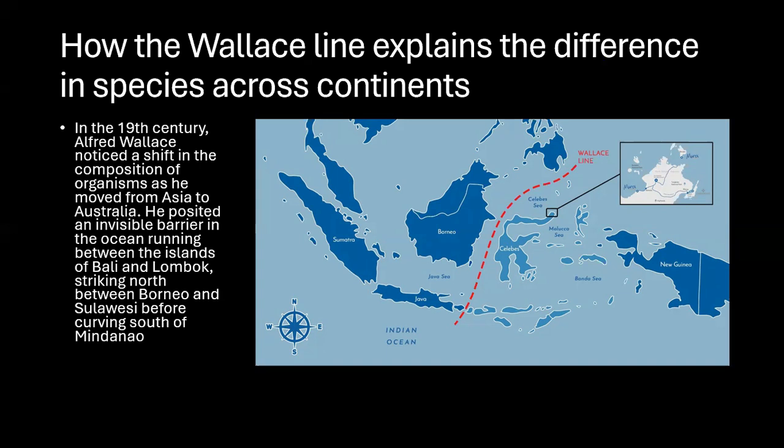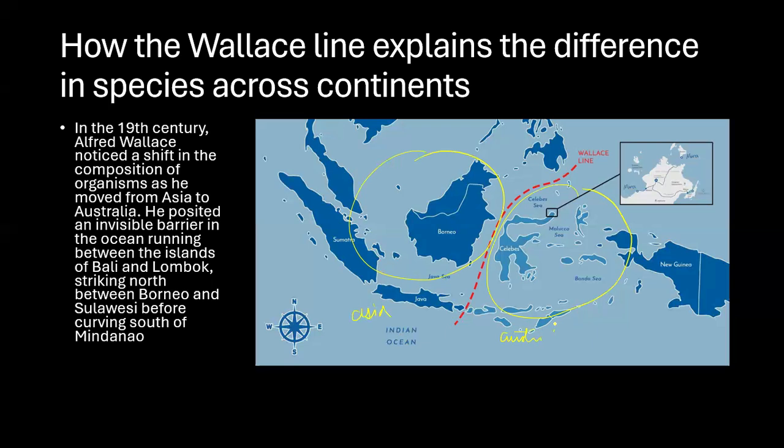He posited the invisible barrier in an ocean running between the islands of Bali, Lombok, striking north between Borneo and Sulawesi before curving south of Mindanao. So he is basically talking about where all this Wallace Line is. So this red line that you can see here is the Wallace Line. And he's saying that the species that are present here are different and the species that are present here are completely different. Okay. It's a distinct boundary between Asia and Australia, right?